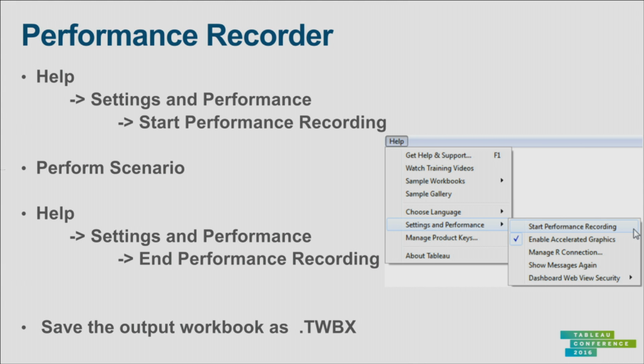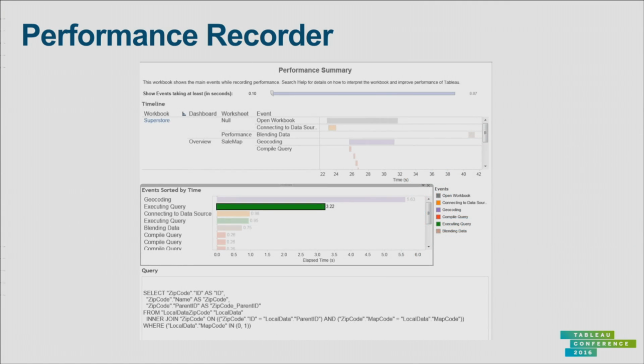And it whirs, and produces a TWBX file that will show you, for example, this kind of output. There are other tabs in this thing, but you can see by looking at this report that there are two operations here that are taking a long time. One is geocoding and one is executing a query. So if you're going to speed up a workbook, you're going to go for the slow parts and try to get them faster. So it's a good way to zero in on the thing to investigate next.